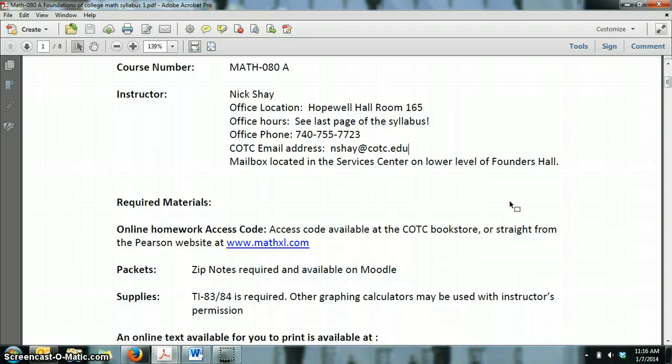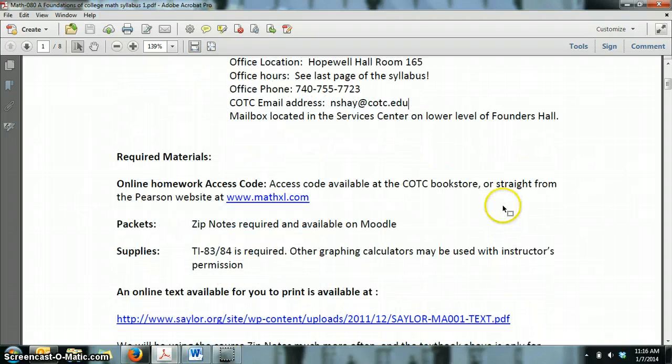Again, I'm trying to make this course as cheap as possible. I've got it almost under $100. When you look at the other math courses that you're going to take, you're going to spend considerably more money on the required materials for that class. I'm trying to make this as cheap as possible. You're going to need the calculator in the next class, whatever you take, whether that be college algebra or statistics. So again, I had you get that now so we can start working with it and you become familiar with it.